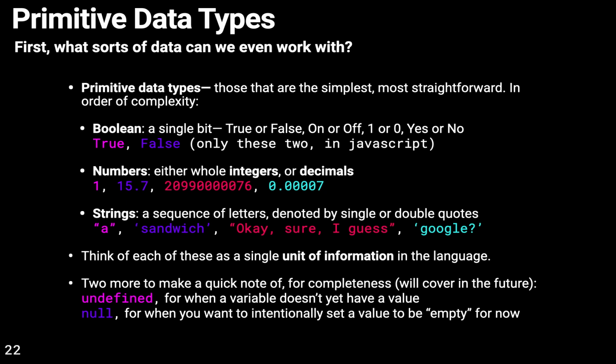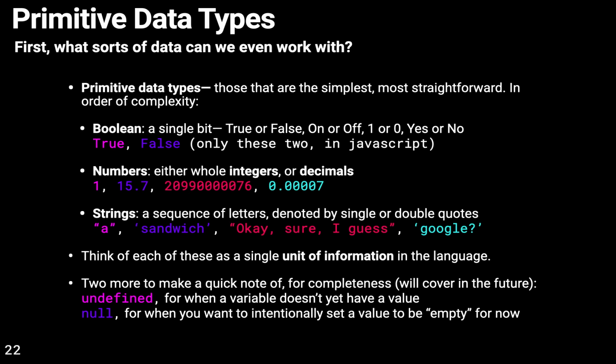There are two more primitive data types I want to make a note of just for completeness. We'll cover them in the future as they become relevant. Undefined is exactly one value, and that's for when a variable does not yet have a value. So you've got a space for a variable, but there's nothing in it. That is a state called undefined. Null is for when you want to intentionally set no value into a variable. That can become useful when your logic is based on numbers, but you don't want to have a zero in there. We'll talk about it in the future.